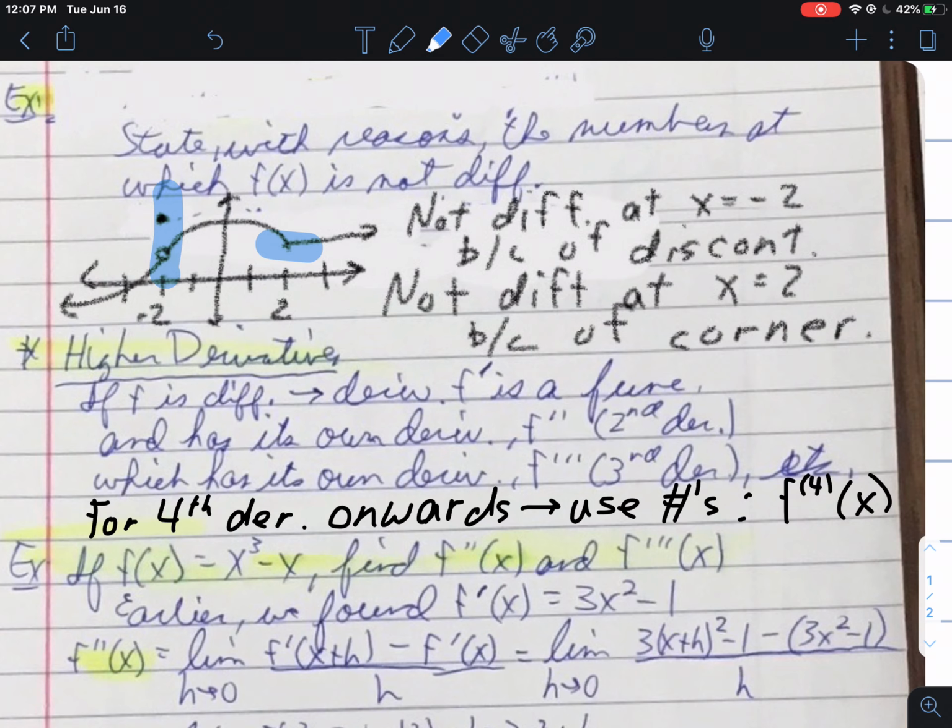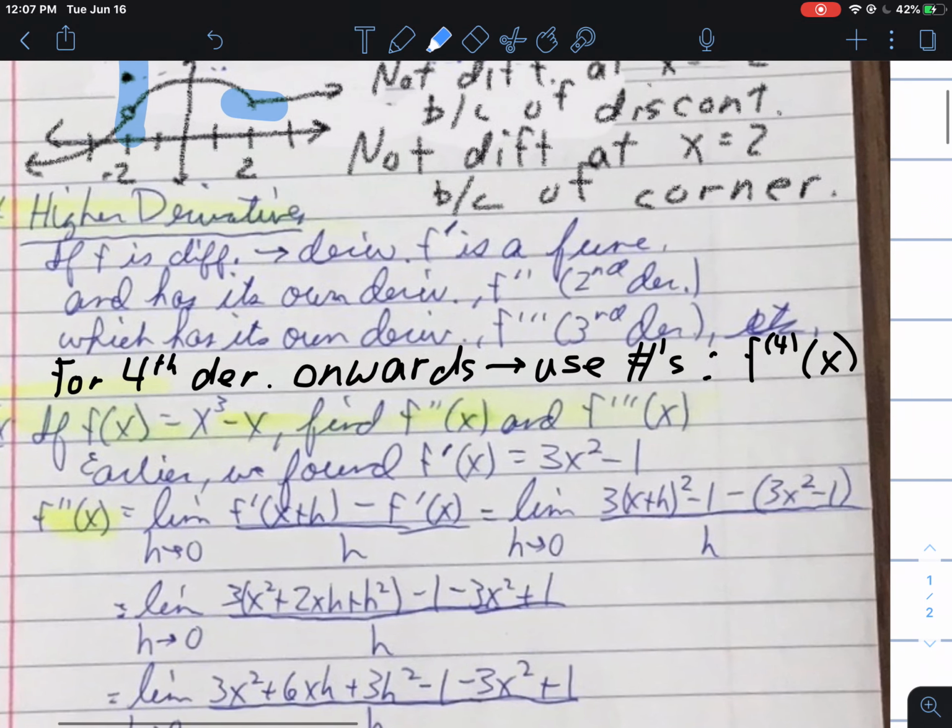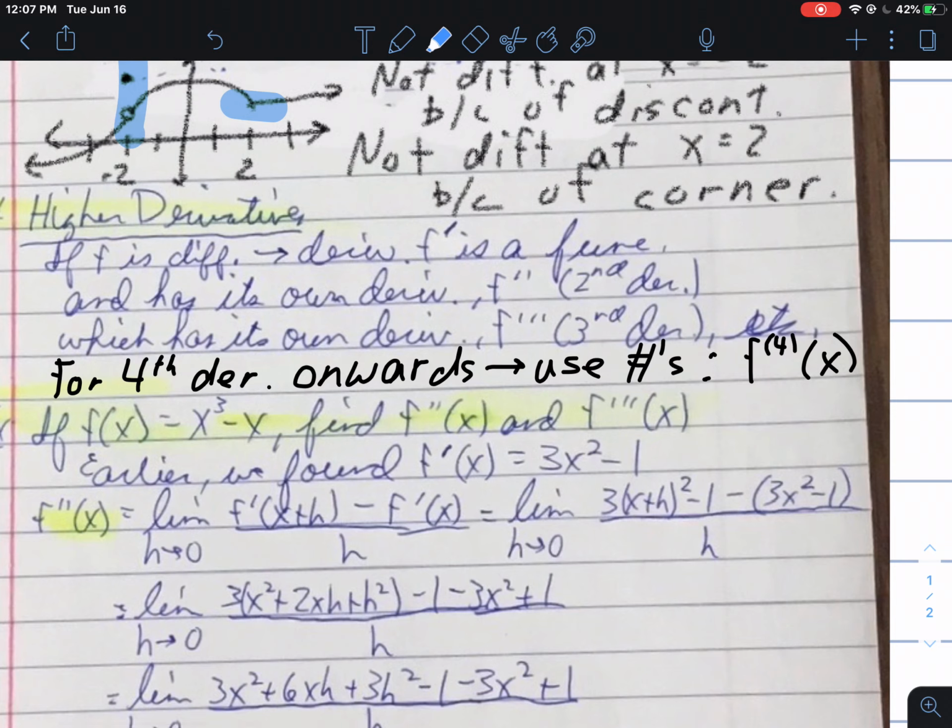Okay. Higher derivatives. Now this gets back to the fact that we said earlier, our function f, if it's differentiable, then its derivative f prime is also a function. And since f prime is a function, then it has its own derivative. We'll call that f double prime, or the second derivative of our function f, which is also a function, and then would have its own derivative. We'll call it f triple prime, or the third derivative, and that's the notation that we use. We use those little tick marks for f prime, f double prime, f triple prime, our first, second, and third derivatives.